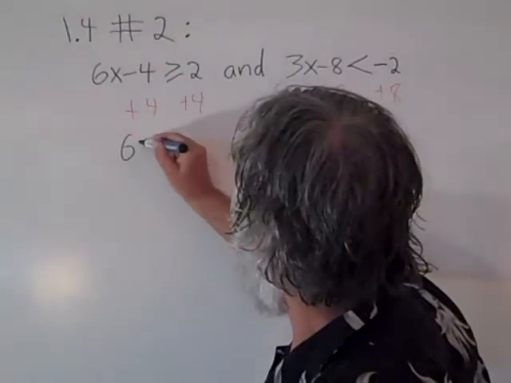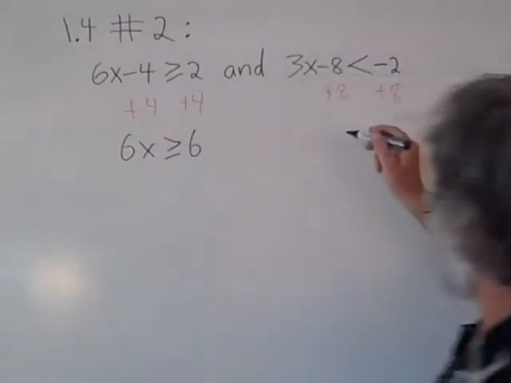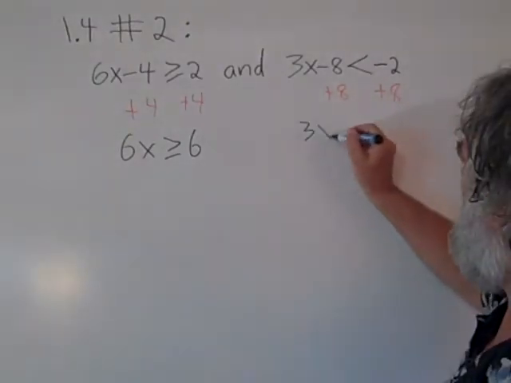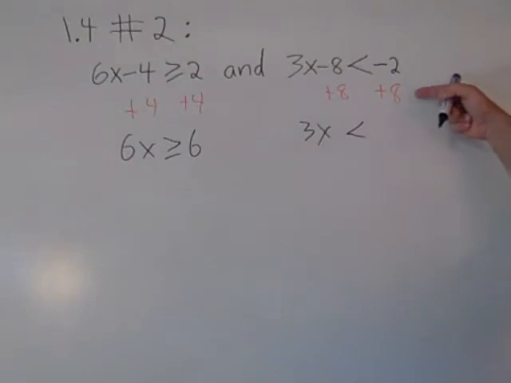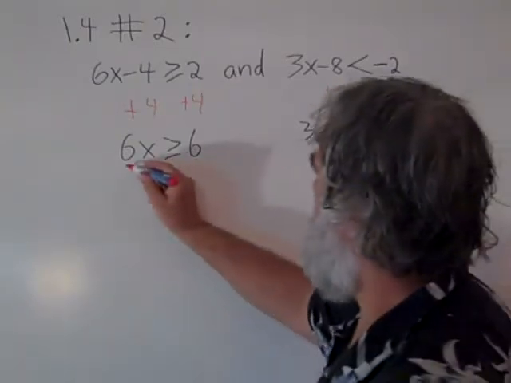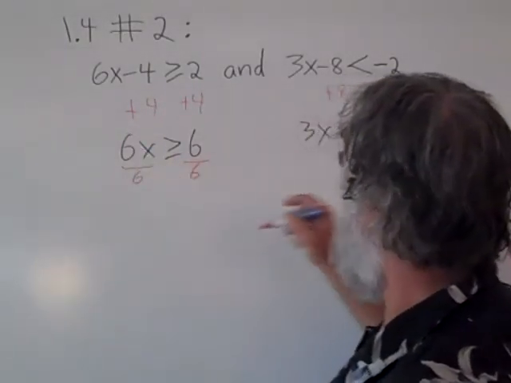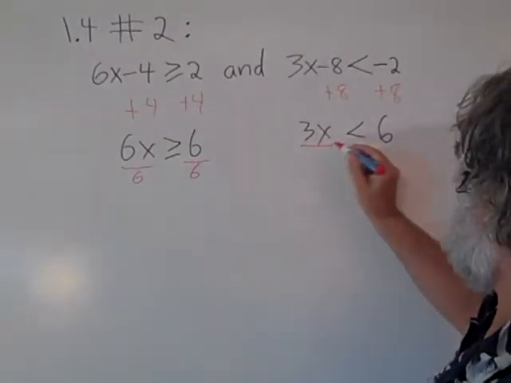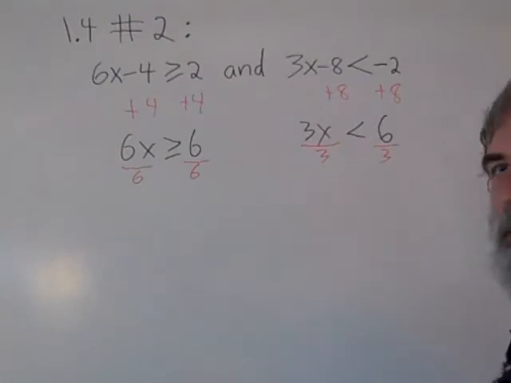This ends up equaling 6x, greater than or equal to 2 plus 4 is 6. And this one ends up equaling 3x, because the 8's cancel out, is less than negative 2 plus 8, just 8 minus 2, which is 6. To finally solve these inequalities, all we have to do is divide this one by 6 on both sides to cancel the coefficient of x. And this side we divide both sides by 3 to cancel the x coefficient.